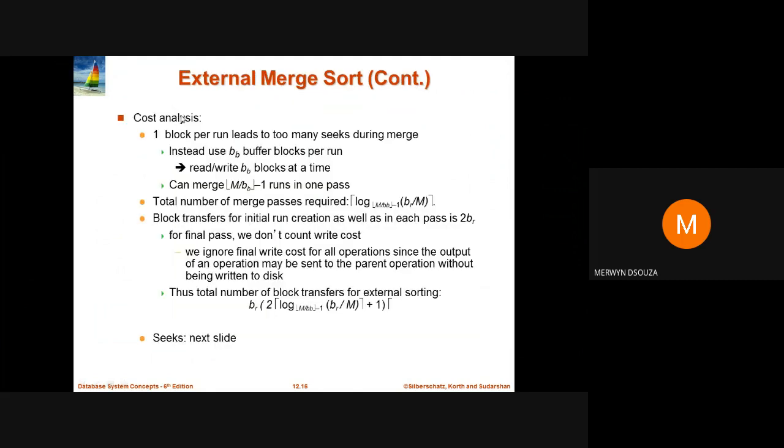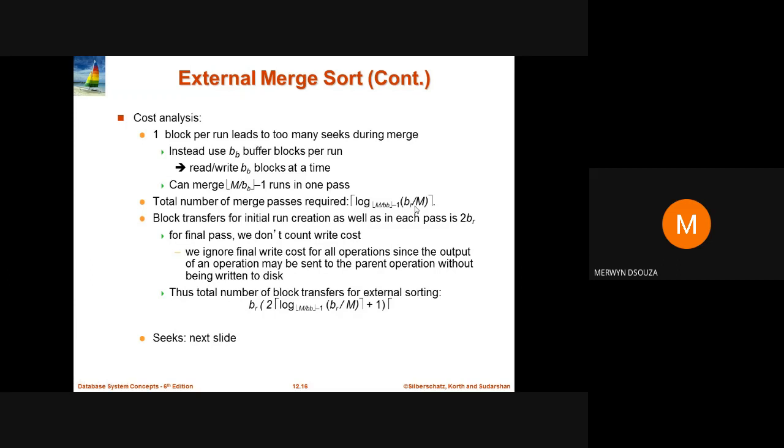So let's do the cost analysis based on the measures of the query cost. If one block per run leads to many seeks during the merge, then we can use bb buffer blocks per run. That means we can read and write bb blocks at a time. This will result in being able to merge m divided by bb minus 1 runs in one pass. The total number of merge passes required will be log base m divided by bb minus 1 of br divided by m.